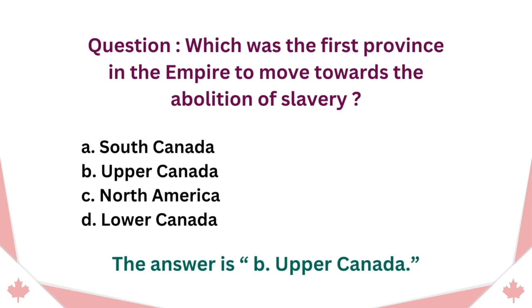Question. Which was the first province in the Empire to move towards the abolition of slavery? A, South Canada. B, Upper Canada. C, North America. D, Lower Canada. The answer is B, Upper Canada.